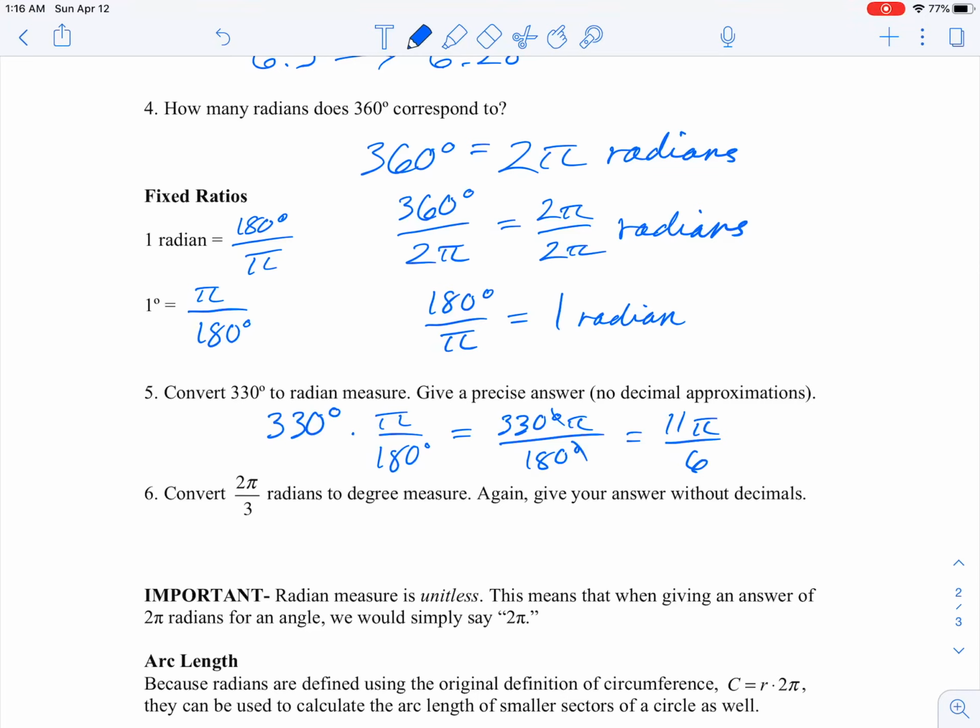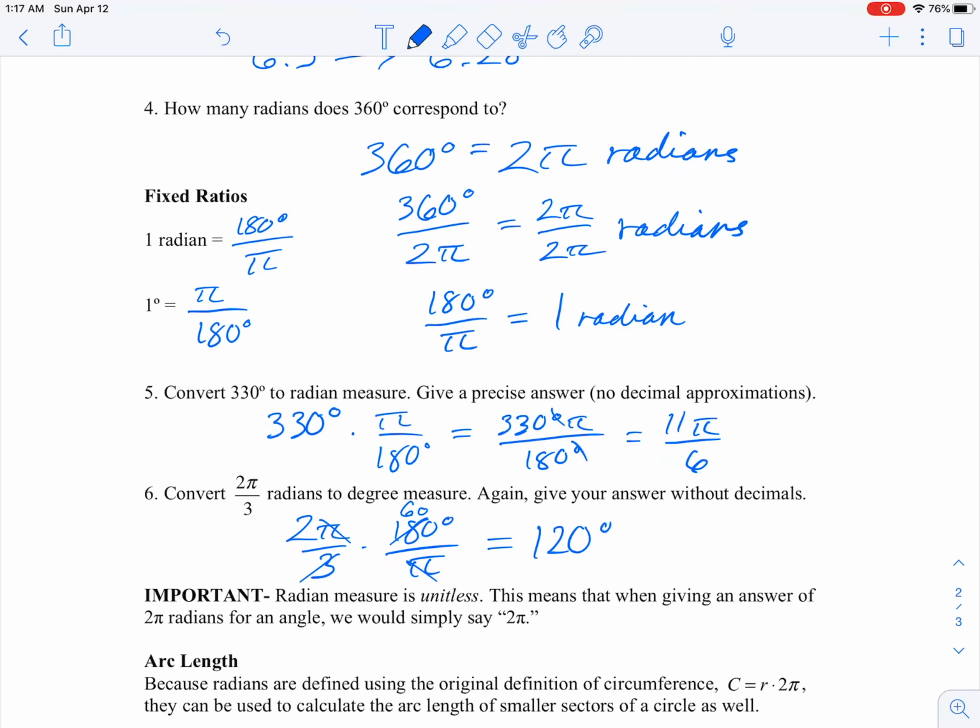Next, we want to convert 2 pi over 3 radians to degree measure. We'll do 2 pi over 3, and the unit we will use this time is 180 degrees over pi. We would like to have degrees at the end of this, so that unit needs to be on top. Our pi's cancel out. 3 and 180 also cancel out. So this 2 times 60 gives us 120 degrees at the end.